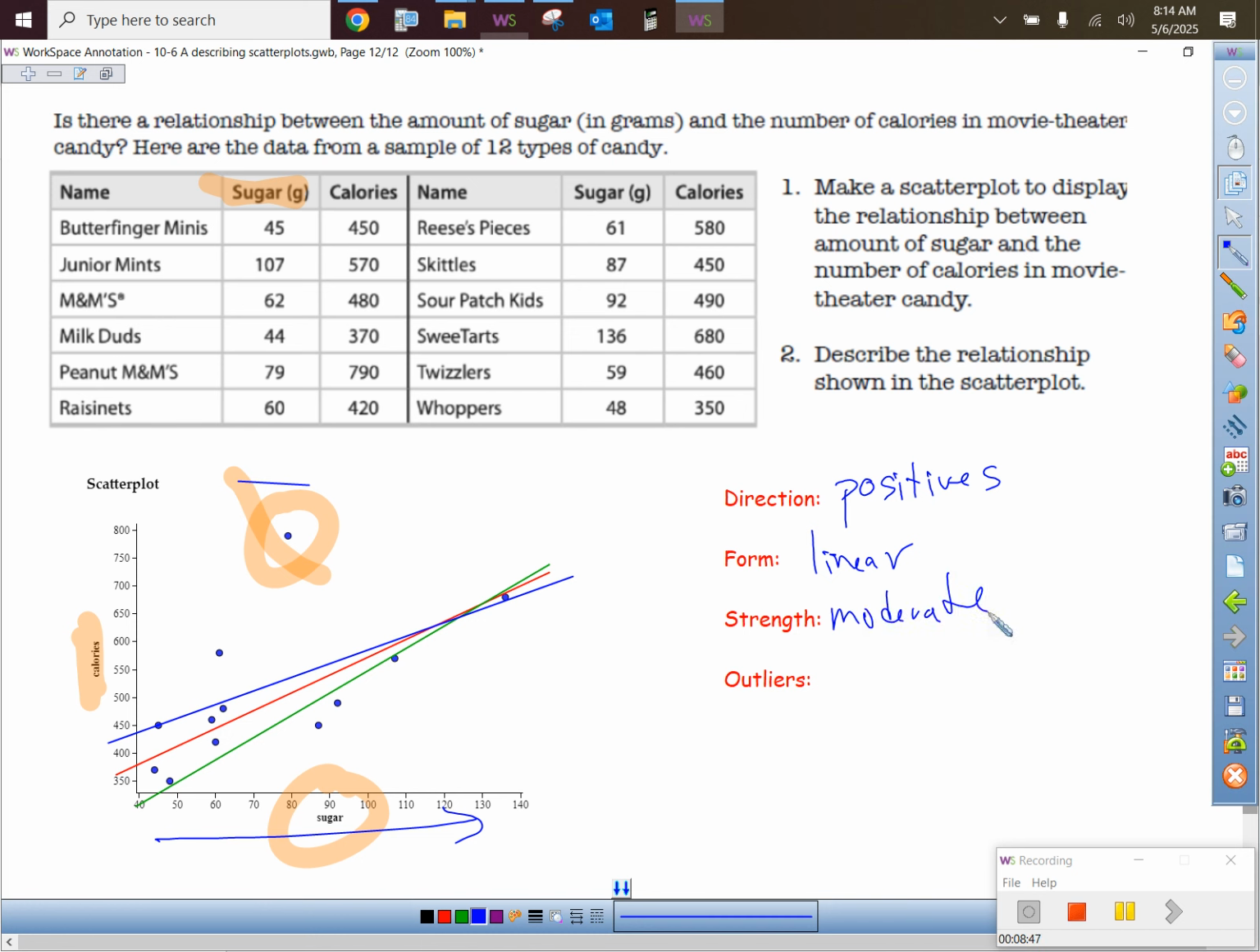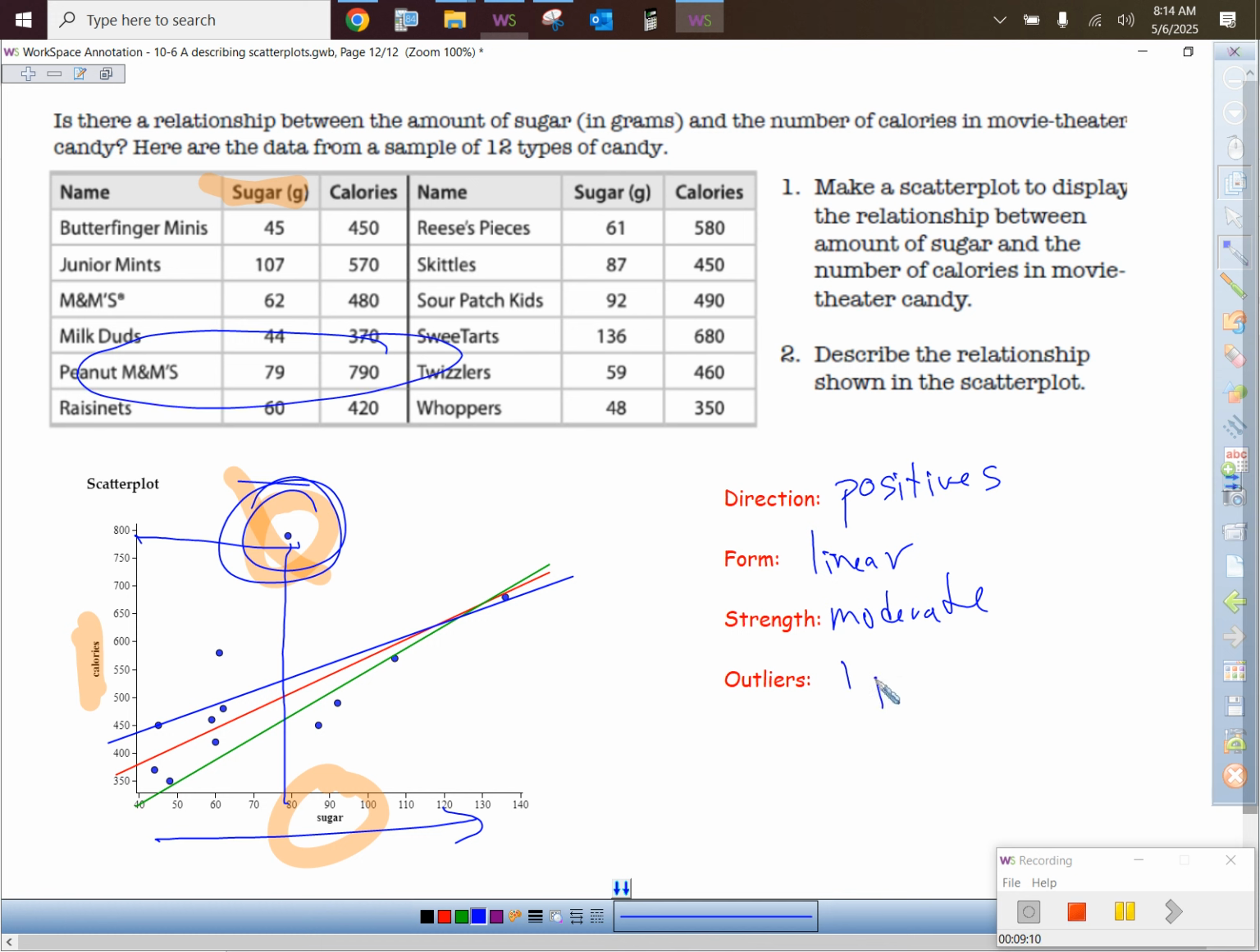And then we said there's definitely an outlier. So who is it? Which one in the chart is the outlier? It's the one that's got roughly 80-ish grams of sugar, but almost 800 calories. Which one is that? Peanut M&Ms, right? Isn't that probably our outlier in that case? So I'd say one possible outlier is peanut M&Ms.